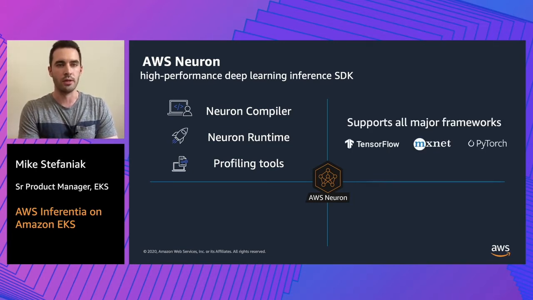And Neuron is integrated into all of the major frameworks. So TensorFlow, PyTorch, MXNet. We have Neuron optimized versions of these that you can install in your applications. If you already run applications through one of these frameworks, whether on CPU or GPU, it's a familiar environment to accelerate your applications with Neuron.